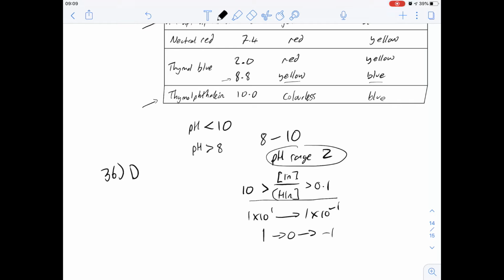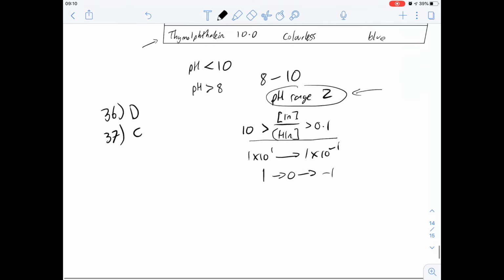37 then says the range of pH values over which any of the indicators will completely change colour is what? Well, we've already sort of answered that. It's going to be a range of 2 because within this range you're going to end up with a mix of the two colours, but outside of this range you're going to end up with a complete colour change, so you're going to be able to tell them apart. So we've already sort of answered that question. It's going to be a range of 2, which is answer C.